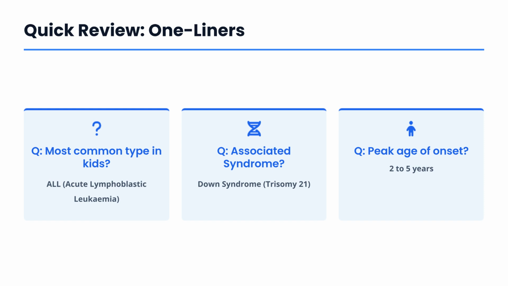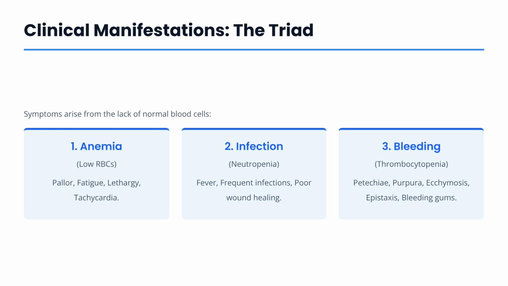A quick review of key concepts. The most common type in kids is ALL. The associated syndrome is Down syndrome. The peak age of onset is 2 to 5 years. Clinical manifestations are often described as the triad.